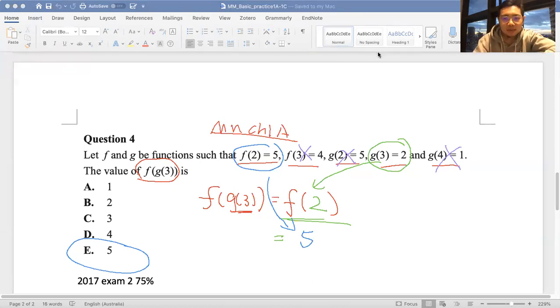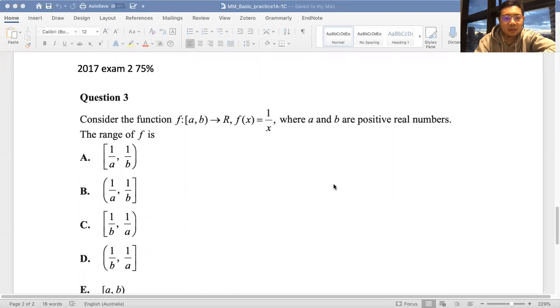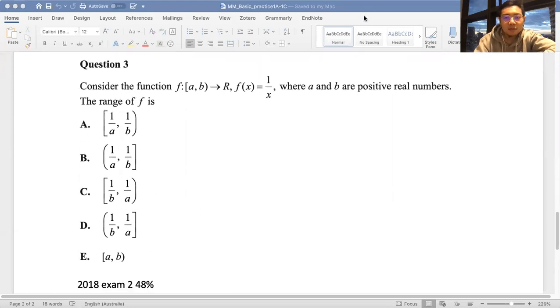Let's look at the final question. Just clean the board. Let's look at the final one, which is question 3. First, I want to say for this question, only 48% at that year got it correct, so less than 50% of students got this one correct. Let's look at why that is the case, okay?